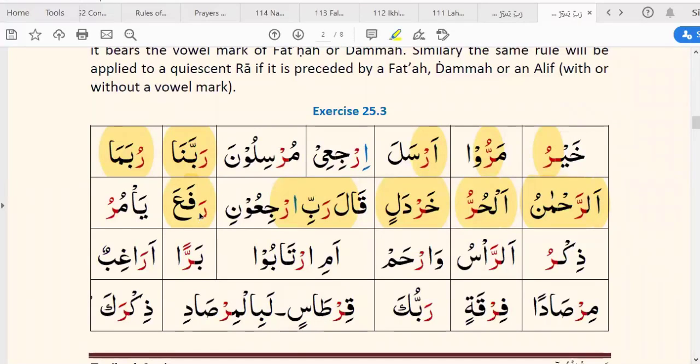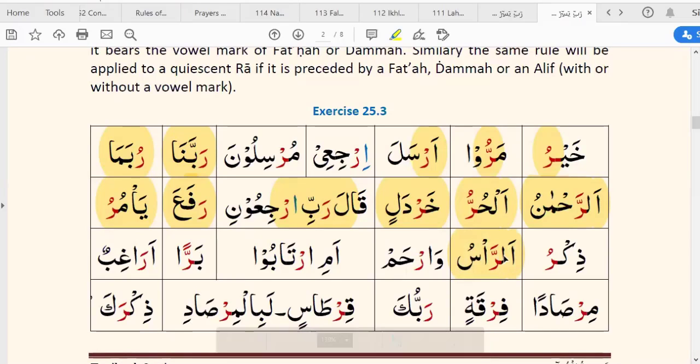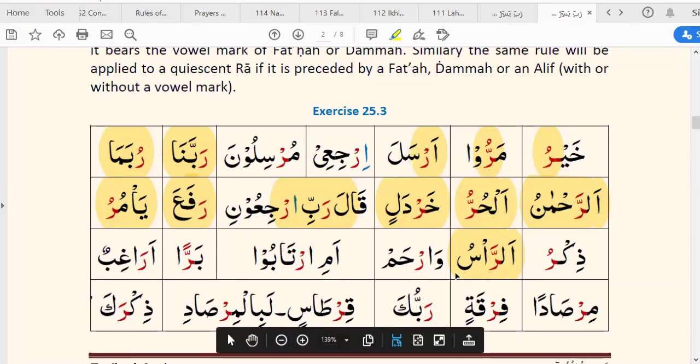So again, we have letter Ra with a fatha. So we're going to keep the sound thick and heavy. Rafa'a. رفع. Well done. Again, over here in this word, we have Ra with a dhamma stroke, and before that we have Mim with dhamma stroke as well. Ya'muru. يأمر. Good. Over here, we have Ra mushaddad, and before that we have Alif with a fatha. When we join it, we're going to keep the sound thick for letter Ra. Ar-ra'su. الرأس. Good, well done.